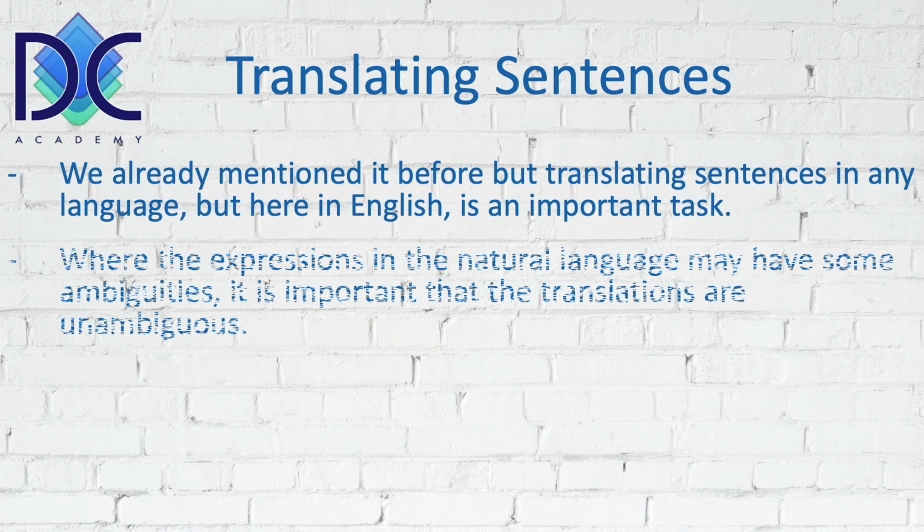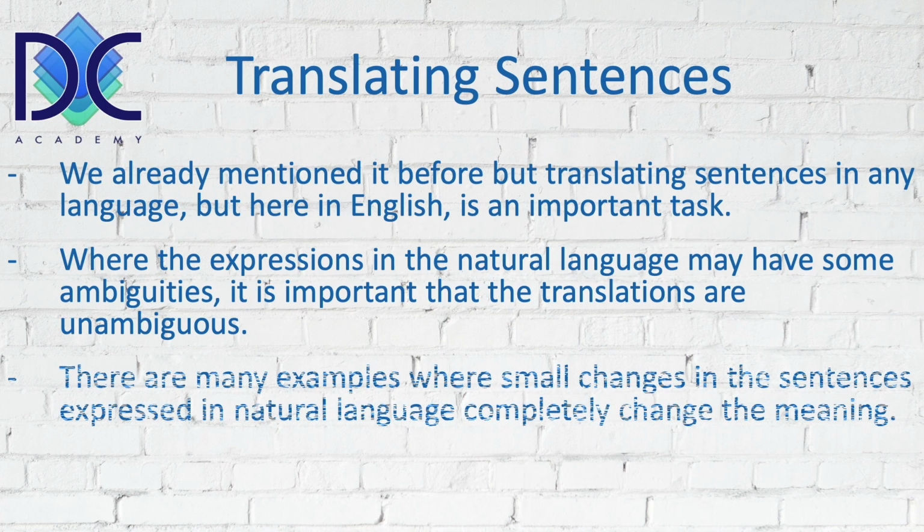And this is, like I said before, very important to look at. Natural languages typically have some ambiguities, and it is very important that when we translate them into logical expressions, these ambiguities disappear. Logical expressions and their translation into natural languages, or natural languages and their translation into logical expressions, have to be unambiguous.